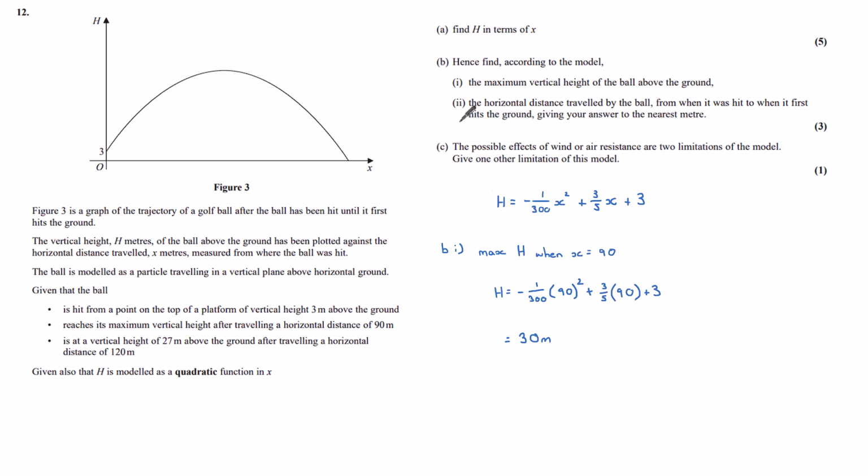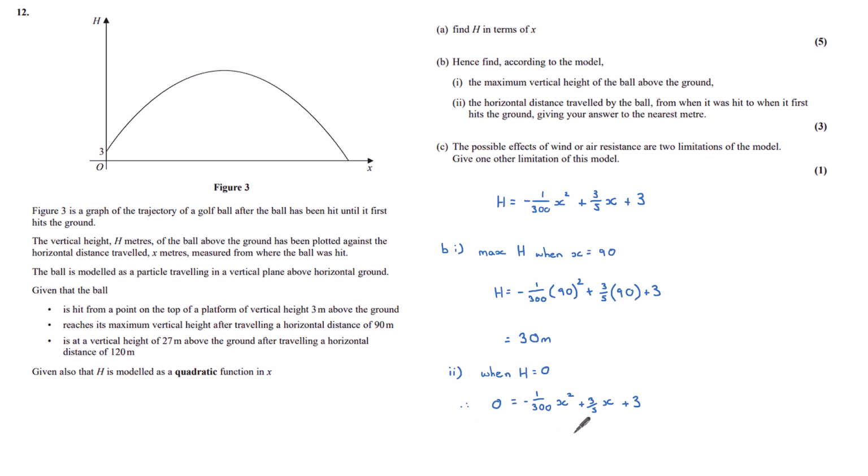Part II, the horizontal distance travelled by the ball from when it was hit to when it first hits the ground, giving your answer to the nearest meter. Well, at the point it hits the ground, we can see that h is equal to 0. So when h is equal to 0, in our equation for h, 0 is equal to the following quadratic.